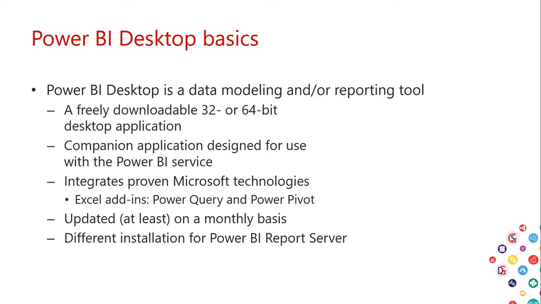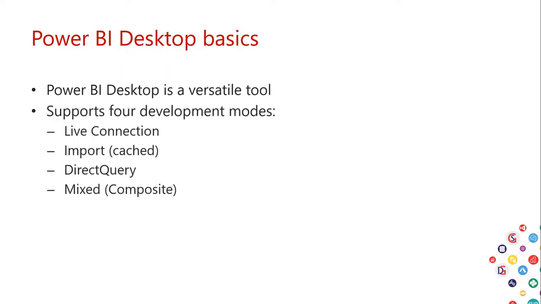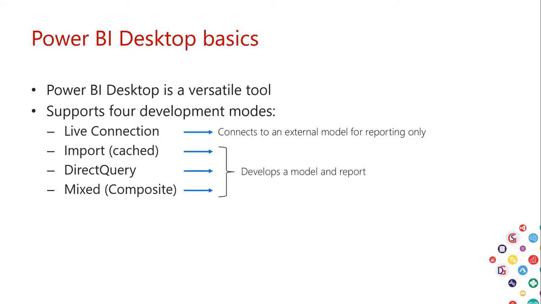And be aware that there is a different version if you're working with the on-premises Power BI, known as Power BI Report Server. Now, our focus here today on the basics is to really emphasize just how versatile Power BI Desktop is, because it supports four different development modes: live connection, import, direct query, and mixed. Now, live connection is the odd one out. This isn't a data modeling task. In fact, what you're doing in Power BI Desktop is connecting to an existing model in the Power BI service. So effectively, live connection is a reporting mode. When there's a need to create a data model, you can work with the other three modes. And therefore, in Power BI Desktop, you can develop a model and a report.